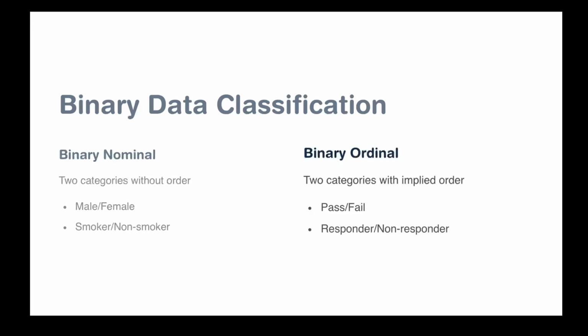Binary ordinal has two categories with implied order, like pass or fail. Pass is somewhat better than fail, right? So obviously it is implied.